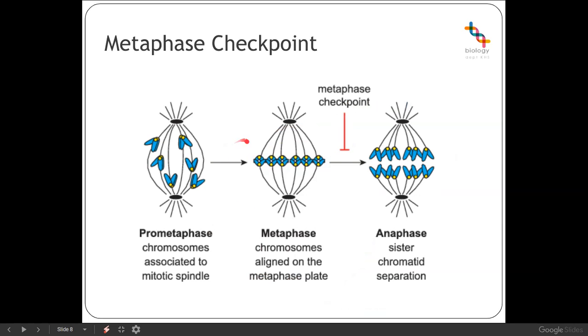So during our metaphase checkpoint, we're checking to make sure that those chromosomes are aligned across the middle and that we've got a spindle fibre connecting to our kinetochores, to make sure that we've got the correct number of chromosomes on each side.